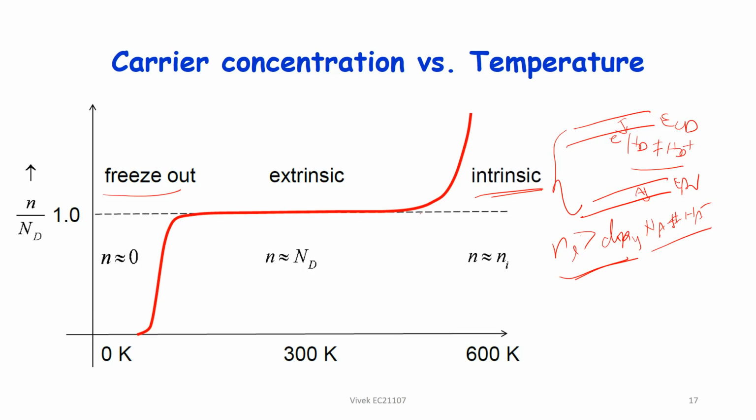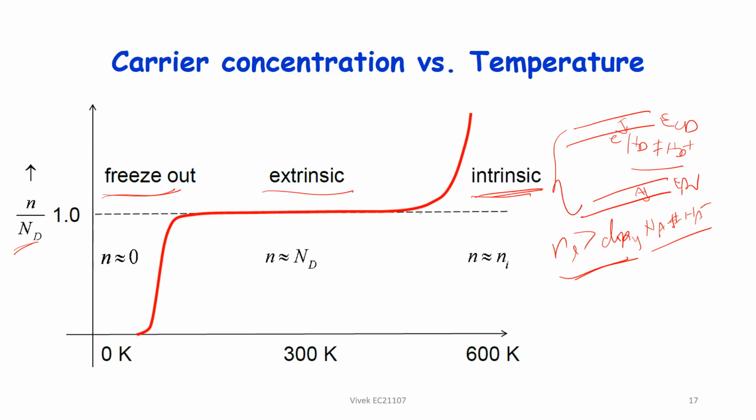At low temperature there is carrier freeze out, at the middle temperature it behaves like extrinsic, and at again high temperature it behaves like intrinsic, because intrinsic carrier concentration has increased. So you can see this plot, N by Nd, the dopant concentration. If you look at 0 Kelvin, there is a carrier freeze out. So again electron concentration is reduced.